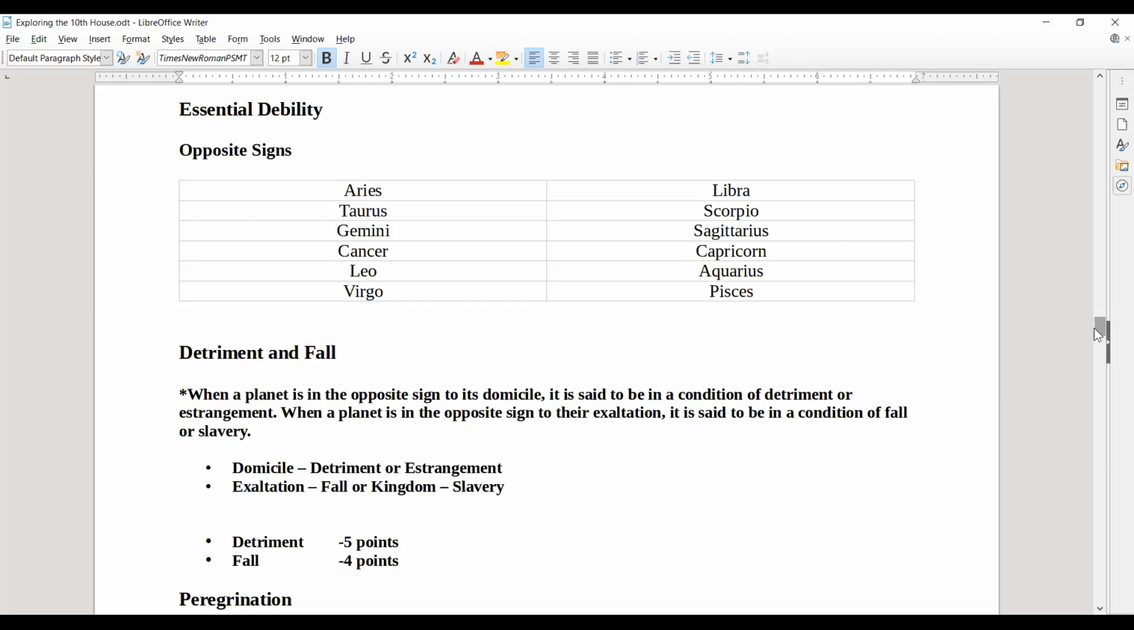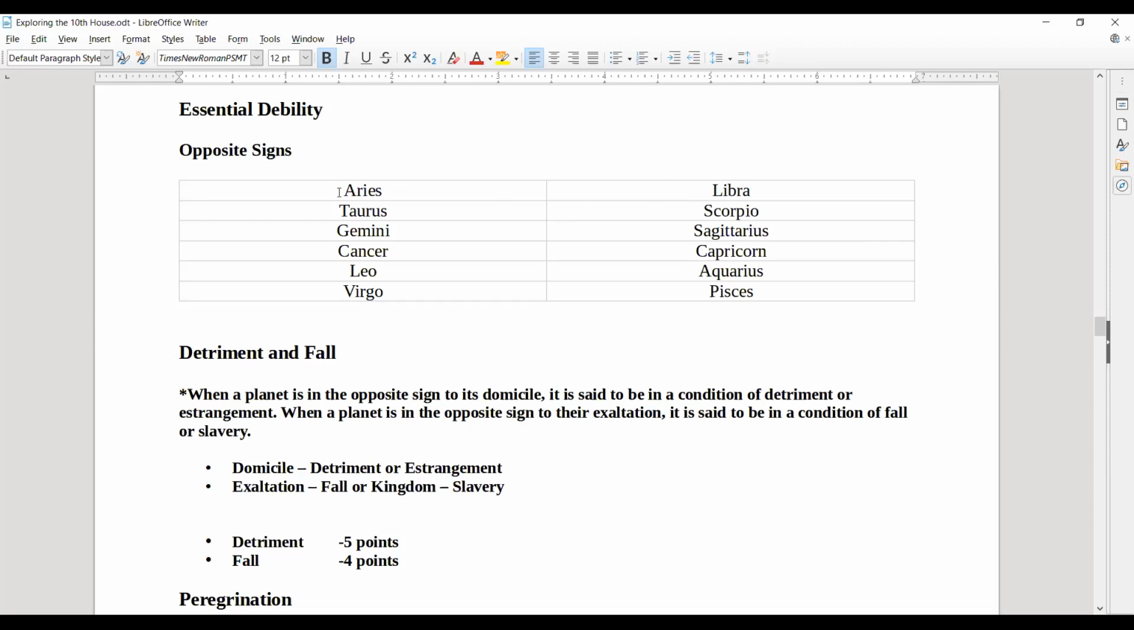pairs, right? And so Aries is the opposite sign to Libra. Taurus is the opposite of Scorpio. Gemini is the opposite of Sagittarius. Cancer the opposite of Capricorn. Leo the opposite of Aquarius. Virgo the opposite of Pisces. Okay? So that means that if any planet is dignified in one of these signs, and they're in the opposite to that sign, that they're detrimented. They're in what would be considered essential debility.